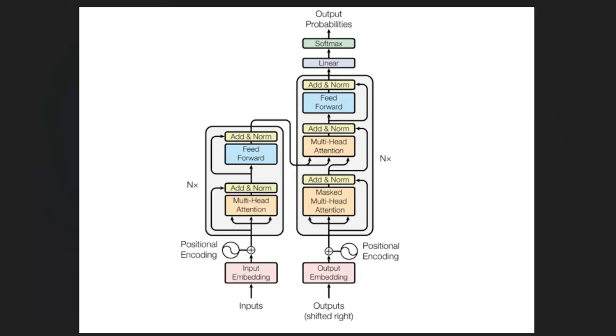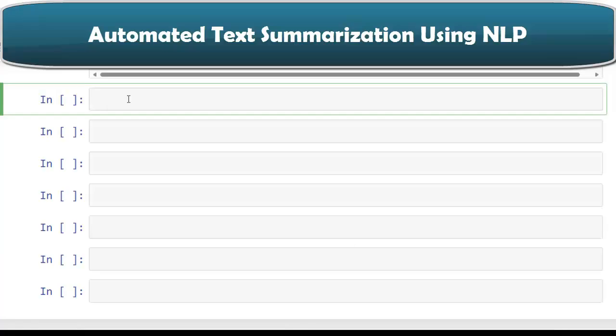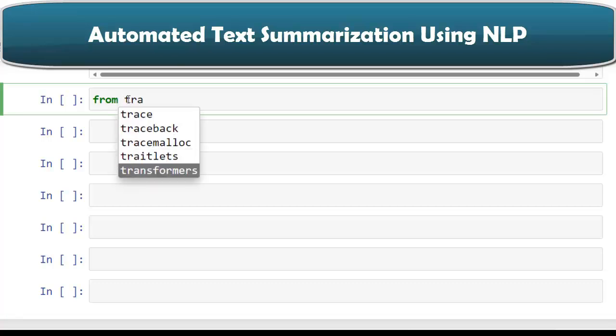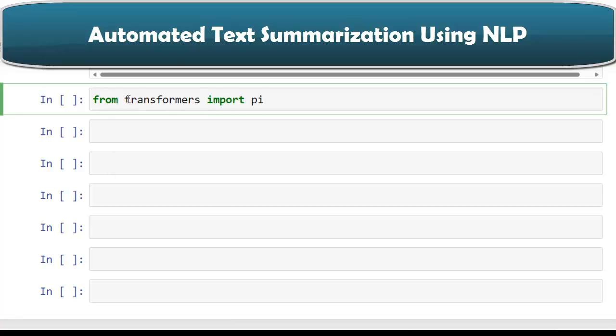So now let's perform abstractive text summarization using transformers. Now let's jump back to Jupyter Notebook. Now let's import pipeline from transformers. So from transformers, let's import pipeline.